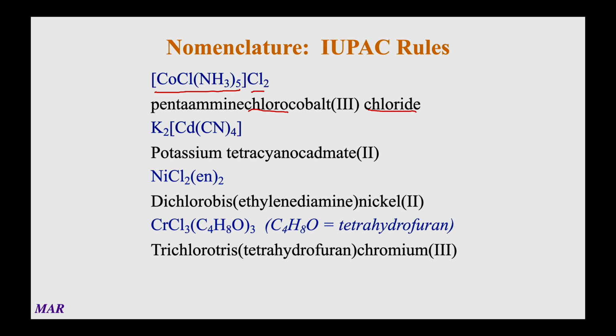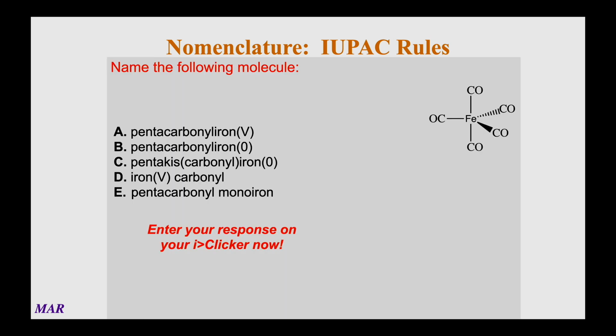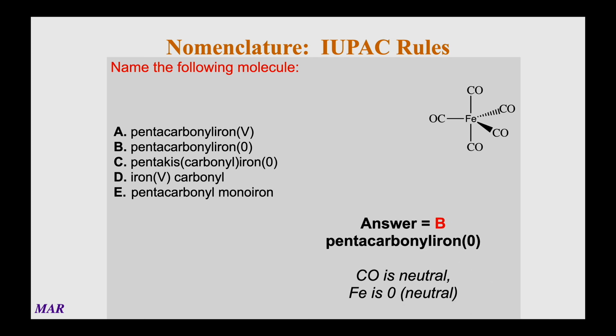Kind of cool stuff. Let's name this molecule. Now this is an iron center with 5 carbon monoxides around it. And remember that if you have carbon monoxide, it's called carbonyl. So 5 carbonyls would be pentacarbonyl. But remember, carbon monoxide is a neutral molecule. So that iron right there doesn't have a charge on it. So in this case, you would just call this pentacarbonyl iron 0.